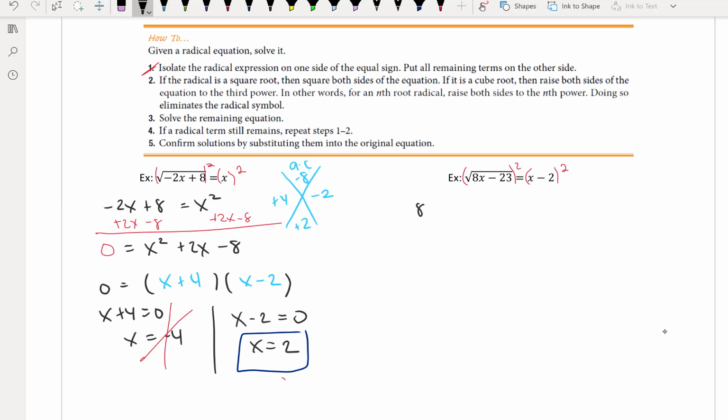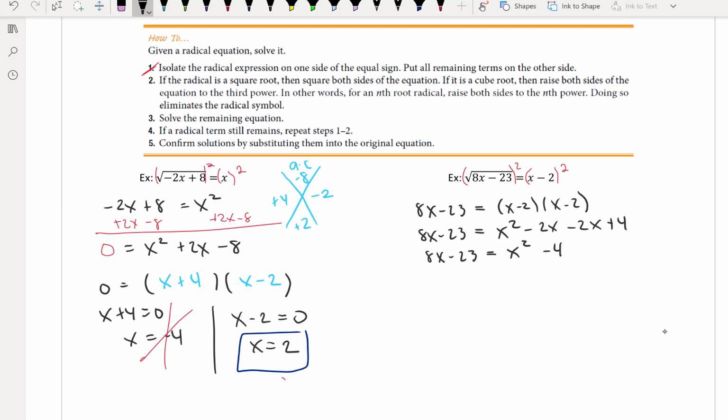8x minus 23 is equal to, and now I have x minus 2 times x minus 2. So I'm going to have to go ahead and FOIL that, which would give me x squared minus 2x plus 4. So 8x minus 23 is equal to x squared minus 4x plus 4. So now I have squared both sides, and now I want to solve for the x value. So I am going to subtract 8x and add 23.